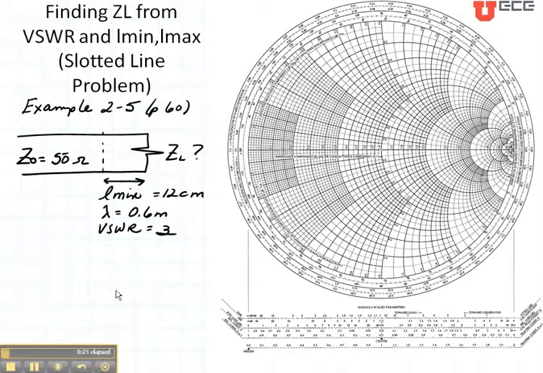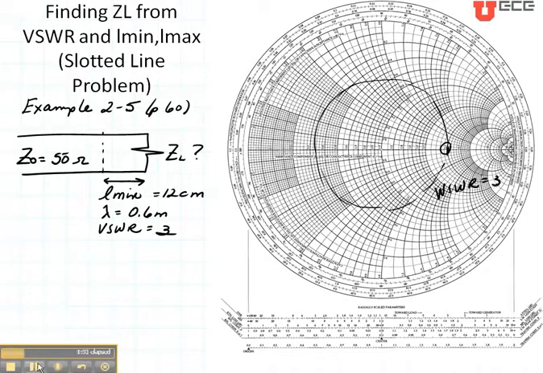So the first thing that we're going to do is plot the voltage standing wave ratio of 3. Well, right here is the value of 3, so we can see that the voltage standing wave ratio is right here at 3. Now let's just use a protractor or my piece of paper, and let's draw the voltage standing wave ratio of 3 kind of going around like so. It's basically a circle like this. That's the voltage standing wave ratio, VSWR equals 3 circle.